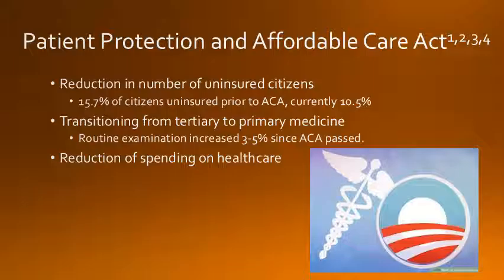The second main problem was healthcare was simply too expensive. Healthcare traditionally has been focused on tertiary medicine, or treating diseases once they have already manifested. The Affordable Care Act aimed to transition from tertiary to primary medicine, meaning preventing disease rather than treating disease. Since the Affordable Care Act was signed into law, the routine examination rates have increased 3 to 5% based on which type of examination it was.